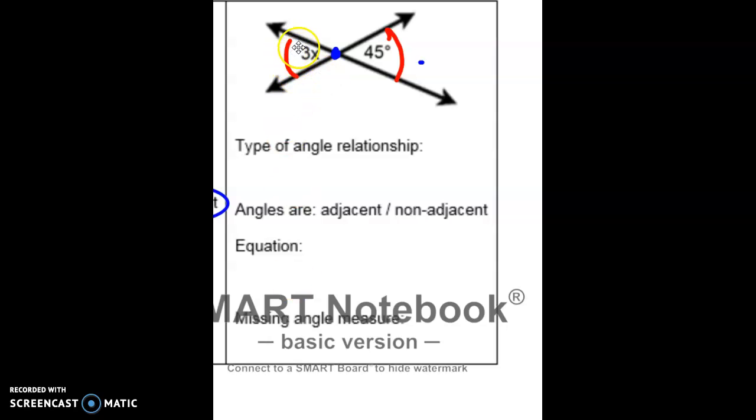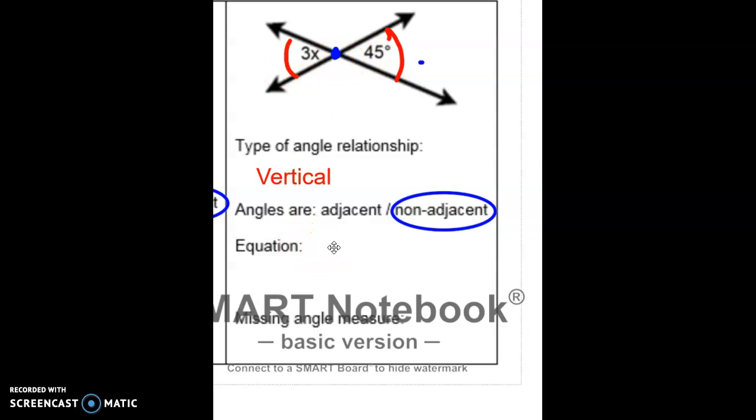Our next example is looking at two angles across from each other. We know two angles across from each other are vertical. We know that vertical angles are equal. Vertical angles can never be adjacent. They're non-adjacent because they can't be next to each other. They're across from each other.